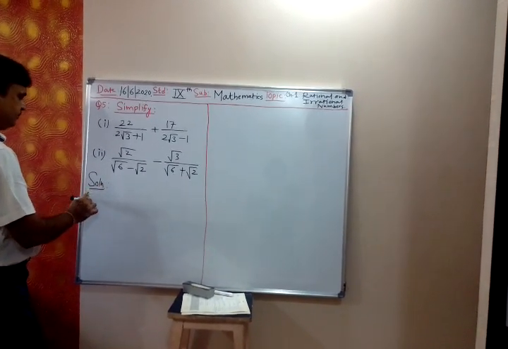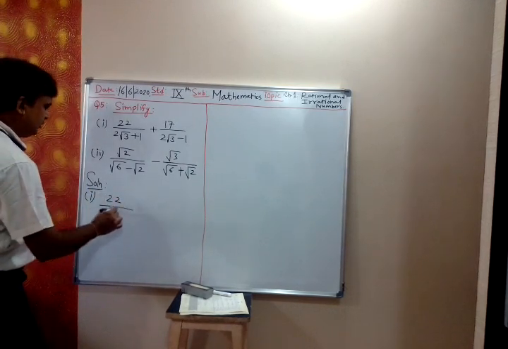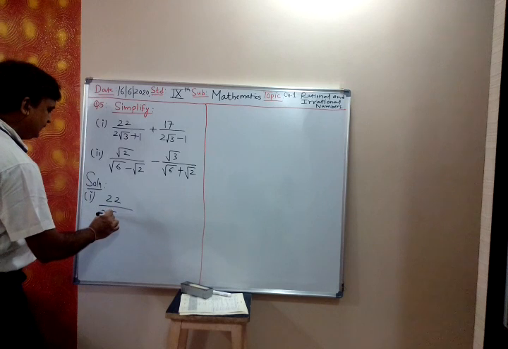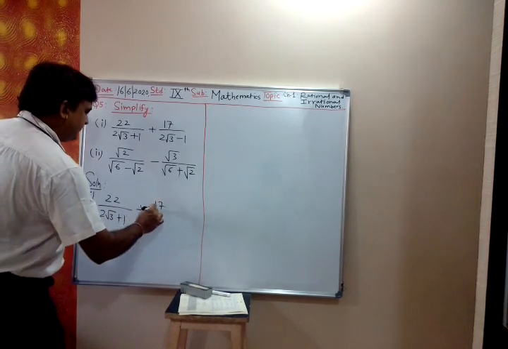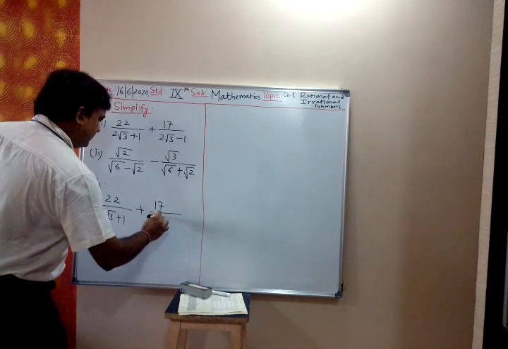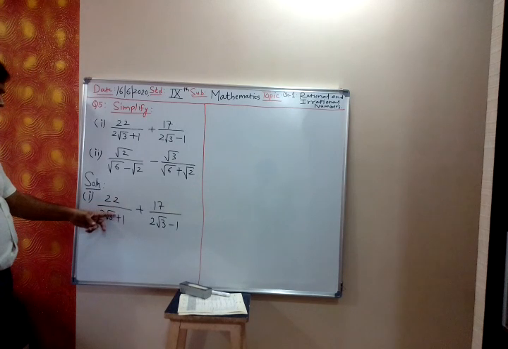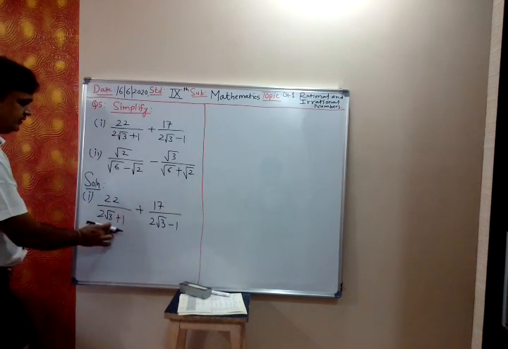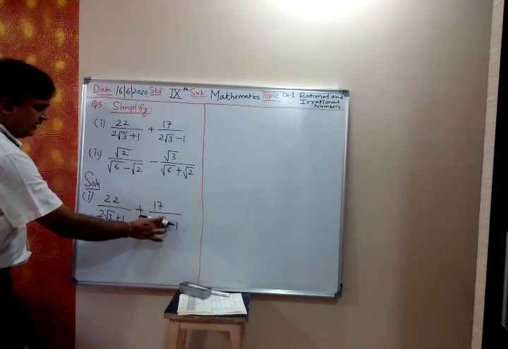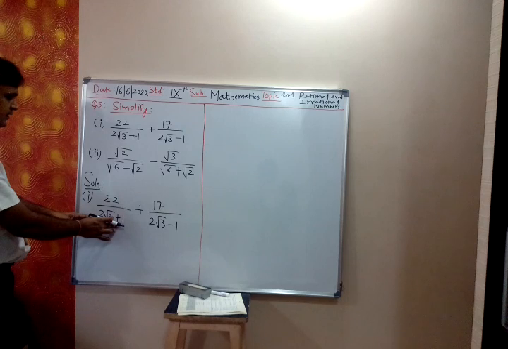First, 22 upon 2 root 3 plus 1, plus 17 upon 2 root 3 minus 1. Now in both the problems, in this term we rationalize the denominator. This term also we rationalize the denominator. So the denominator of this term is 2 root 3 plus 1.